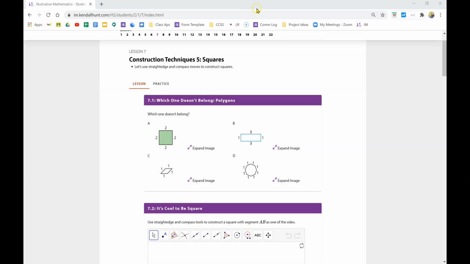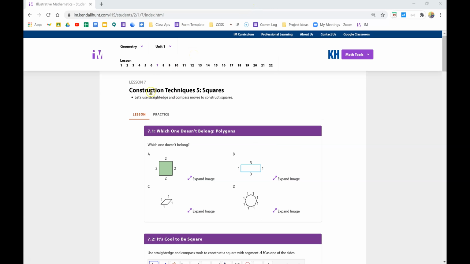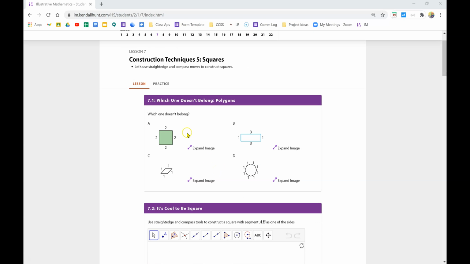Okay, here we are in Lesson 7. This is another construction technique. This is construction technique number 5, and like I said, we're talking about squares. And just like the other lessons we've looked at, this first question is just asking you to look and answer mentally. And I would encourage you, don't skip these questions because they're great questions to get you ready for this lesson and future lessons. So the question is, which of these figures doesn't belong?